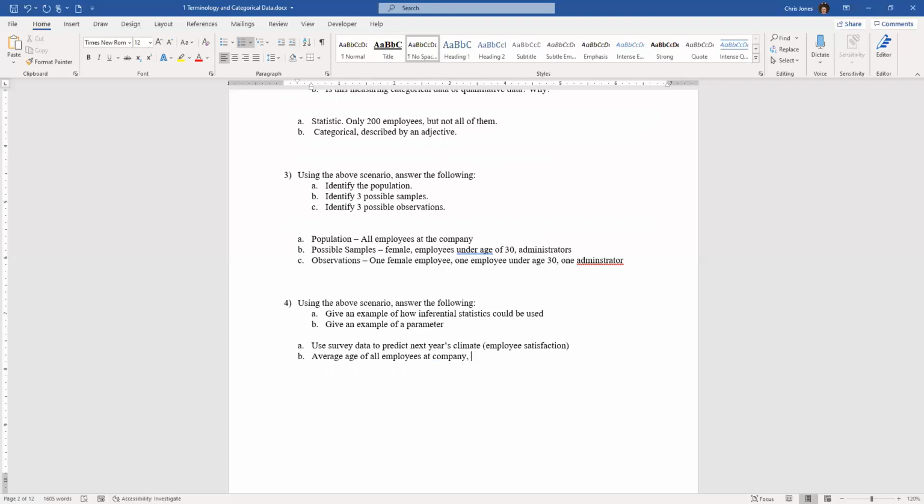Another one might be the percent of all employees that responded satisfactory to a question. Okay, so that's a parameter as well. A parameter doesn't always have to be a percentage. It could certainly be an average, and it doesn't always have to be an average. It could certainly be a percentage. All right, so hopefully this helps out a little bit in understanding some of the introductory terminology. In the next section, we're going to take a look at the different ways that we're going to collect data.